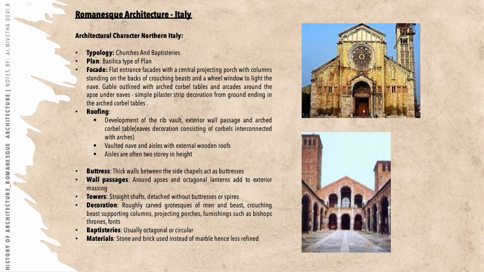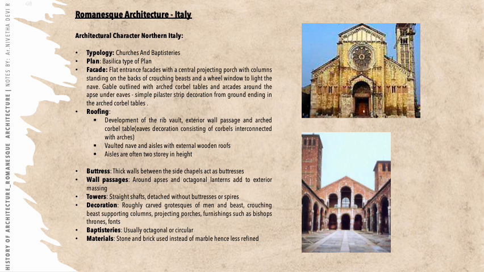Architectural character: Northern Italy. Typology: churches and baptistries. Plan: basilica type of plan. Facade: flat entrance facades with a central projecting porch with columns standing on the backs of crouching beasts and a wheel window to light the nave. Gable outlined with arched cobble tables and arcades around the apse under eaves. Simple pilaster strip decoration from ground ending in the arched cobble tables.